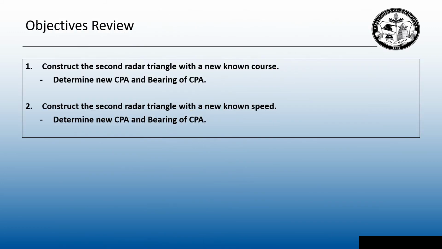To review our objectives, in this presentation 1, we constructed the second radar triangle with a new known course. Then we could determine a new CPA and bearing of CPA. Second, we constructed the second radar triangle with a new known speed. Then we did determine the new CPA and bearing of CPA.